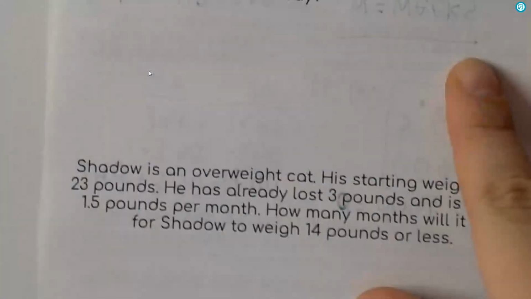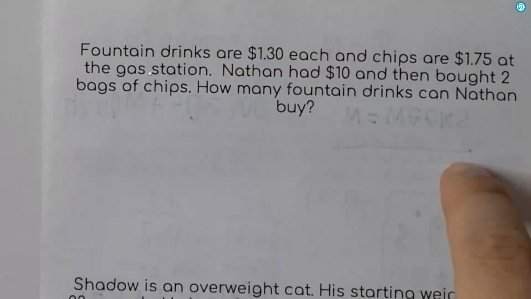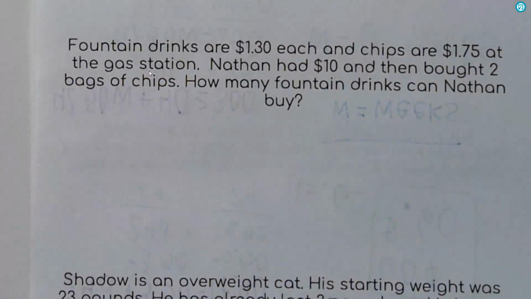Okay, we got 2 more on the back. Fountain drinks are $1.30 each, and chips are $1.75. Again, we wrote this, I think, 9 years ago. At the gas station, Nathan had $10 and then bought 2 bags of chips. How many fountain drinks can Nathan buy?